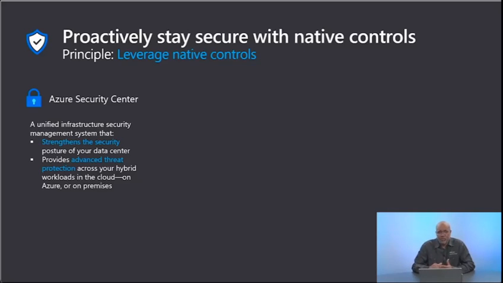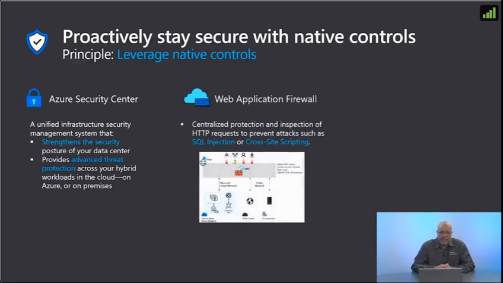So it strengthens your security by allowing you to set up a posture for your data center and then monitoring or evaluating your digital estate against that policy. And it provides advanced threat protection across your hybrid workloads as well. So in the cloud, on premises, as well as other clouds. That's the Azure Security Center service.